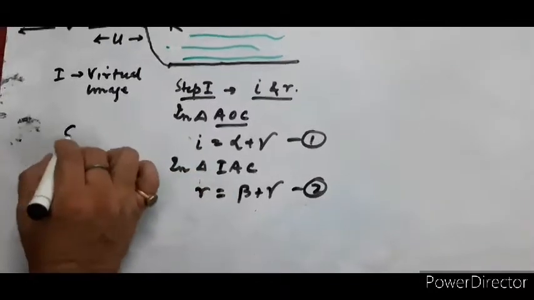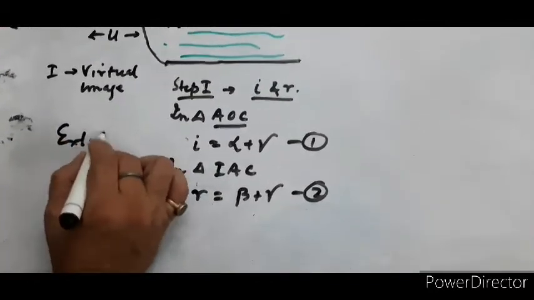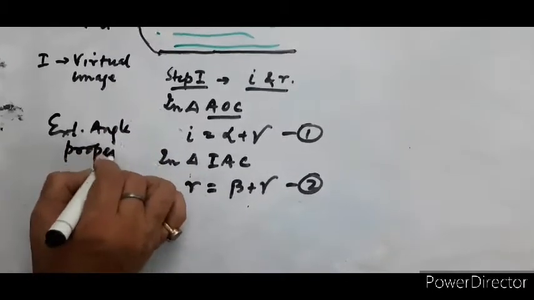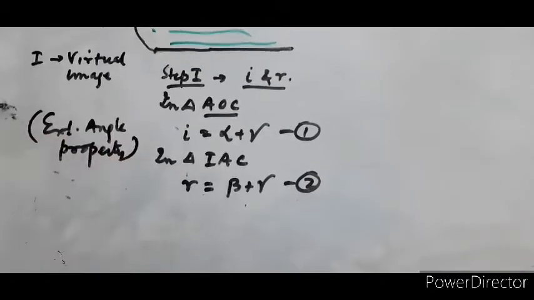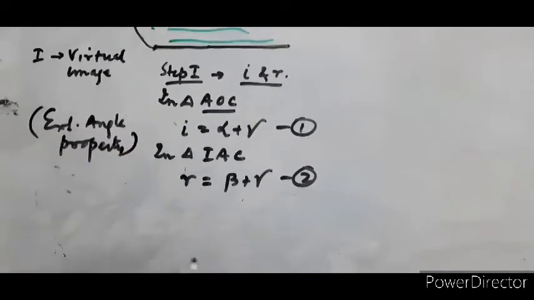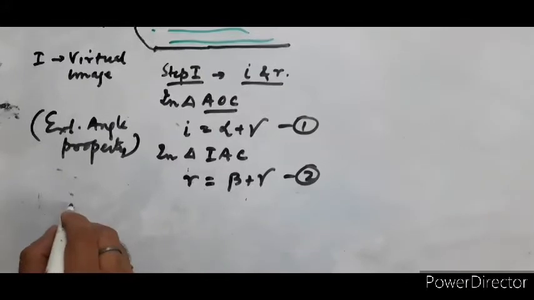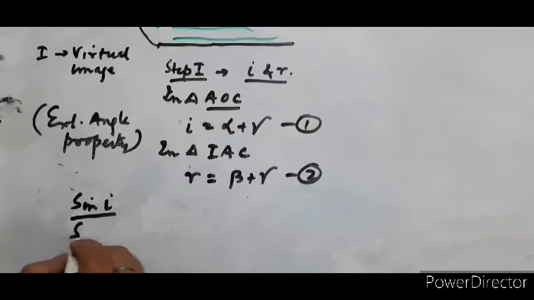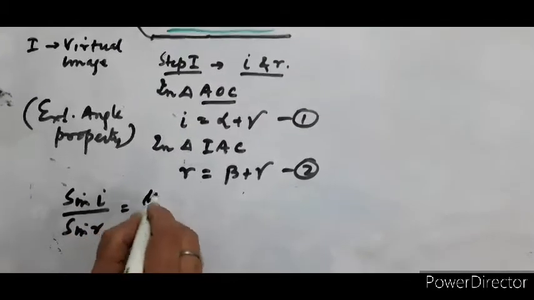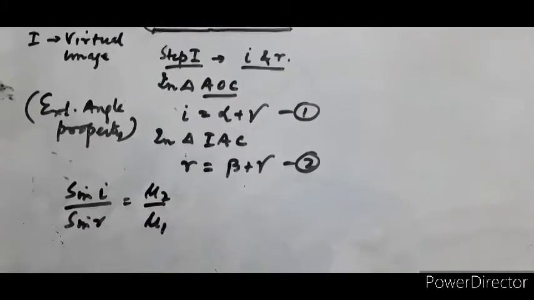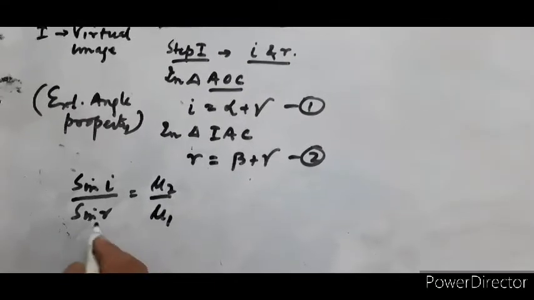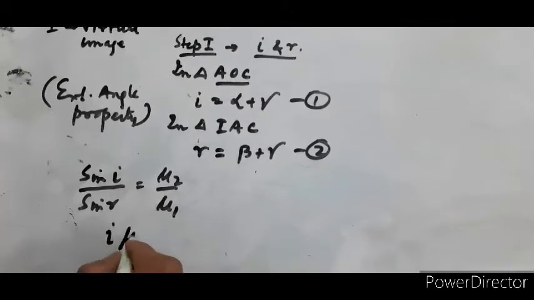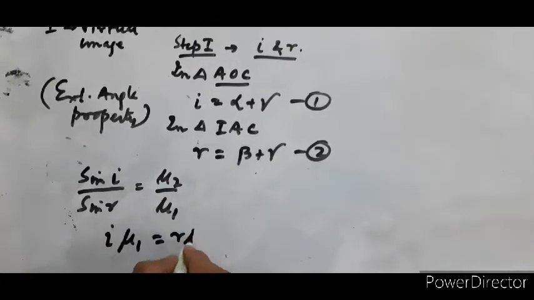We have used the exterior angle property theorem, which we had already gone through. That is the first step, which we have done in the real image also. Now, applying Snell's law, sin I by sin R is equal to mu2 by mu1 for the small angle, which we have done. Sin I becomes I, and sin R becomes R. So cross multiply, we can write I mu1 is equal to R mu2.